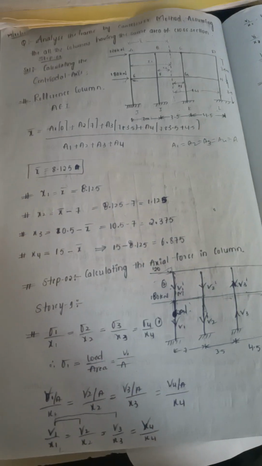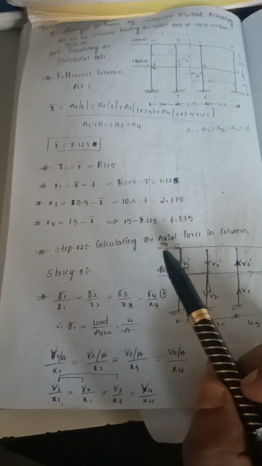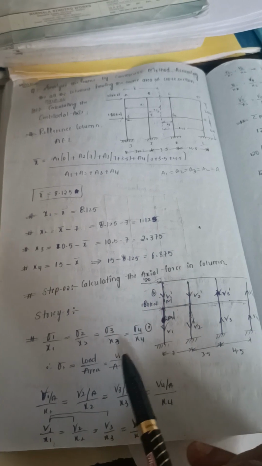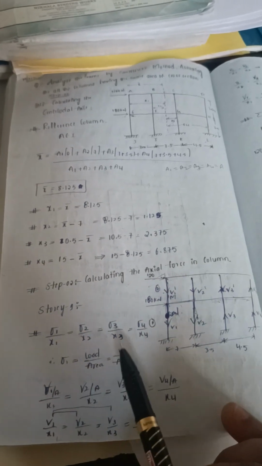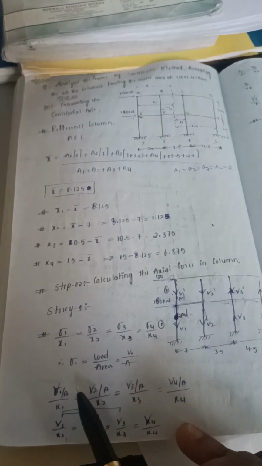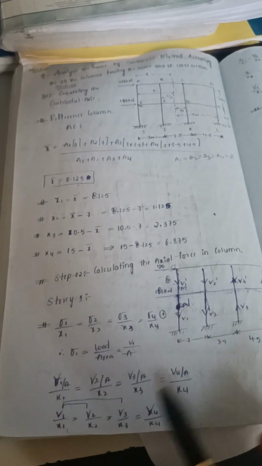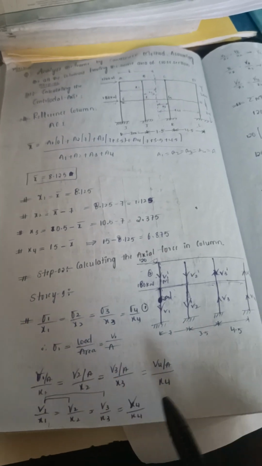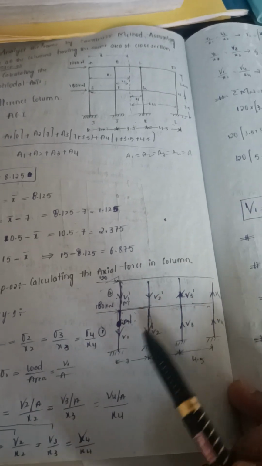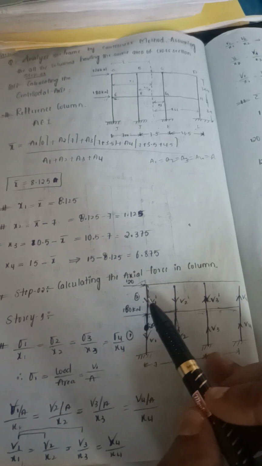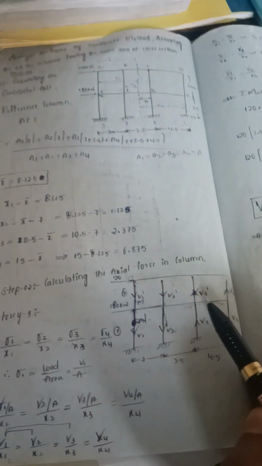Next, step 2, calculating the axial force in the columns. In story 1 and story 2 we need to calculate the axial forces. We know this formula in the cantilever method: sigma 1 by x1 equal to sigma 2 by x2 equal to sigma 3 by x3. Sigma means stress. Stress is load by area. If V is the load, we can write V1 by A, V2 by A. If A gets cancelled, we have V1 by x1 equal to V2 by x2 equal to V3 by x3 equal to V4 by x4. What are these V1, V2, V3, V4? These are the axial forces in the columns. And in story 2, the axial forces are V1 dash, V2 dash, V3 dash, V4 dash.